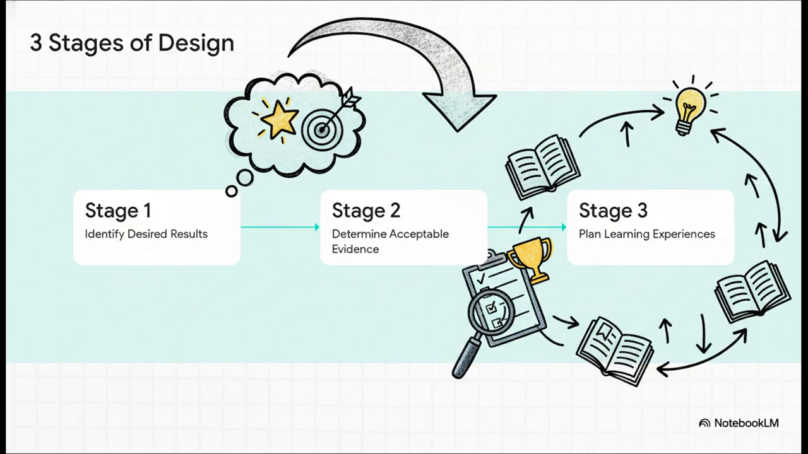So this all boils down to a really elegant three-stage process, developed by Grant Wiggins and Jay McTighe. It's simple. One, identify your desired results. Two, determine what evidence is going to prove you got those results. And three, plan the learning experiences. Let's break each of these down.